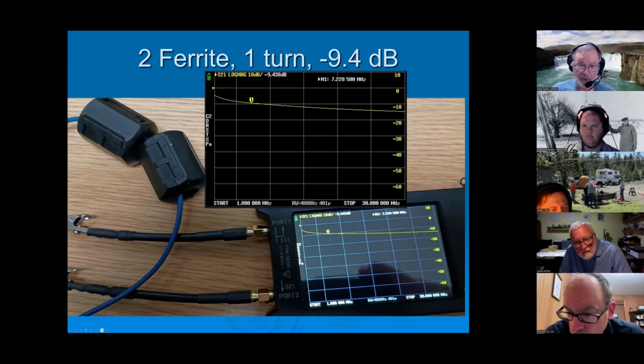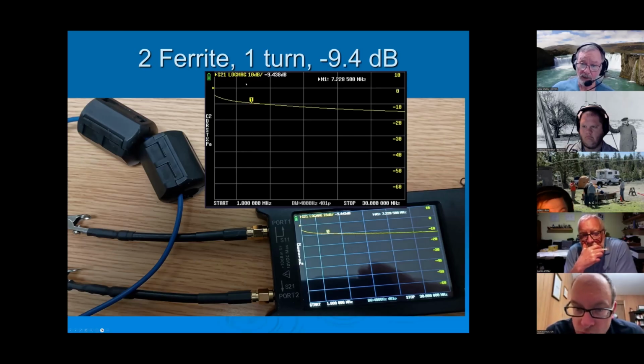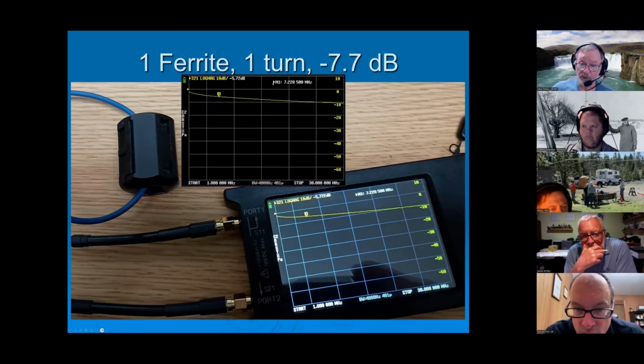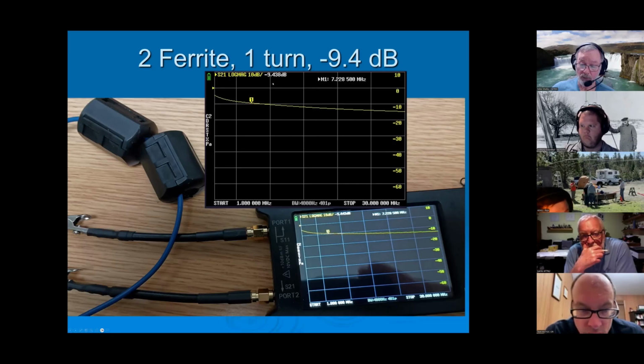So with two guys in there, it gets me to a loss of 9.4. You can see that it's not linear. It's not doubling the loss. This is 5.7. This is only 9.2. So it's maybe a third more, but it's not a two times factor.